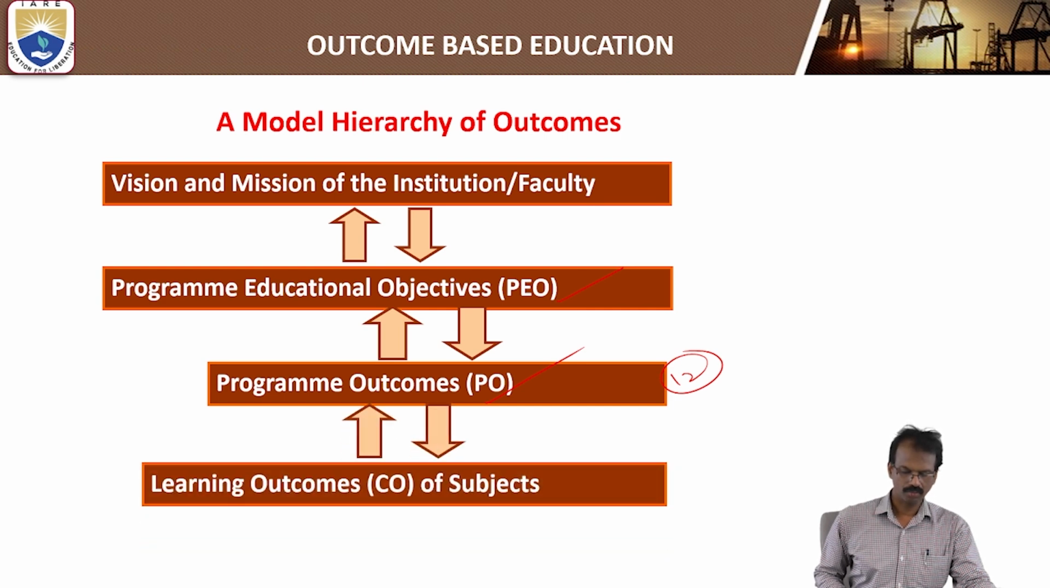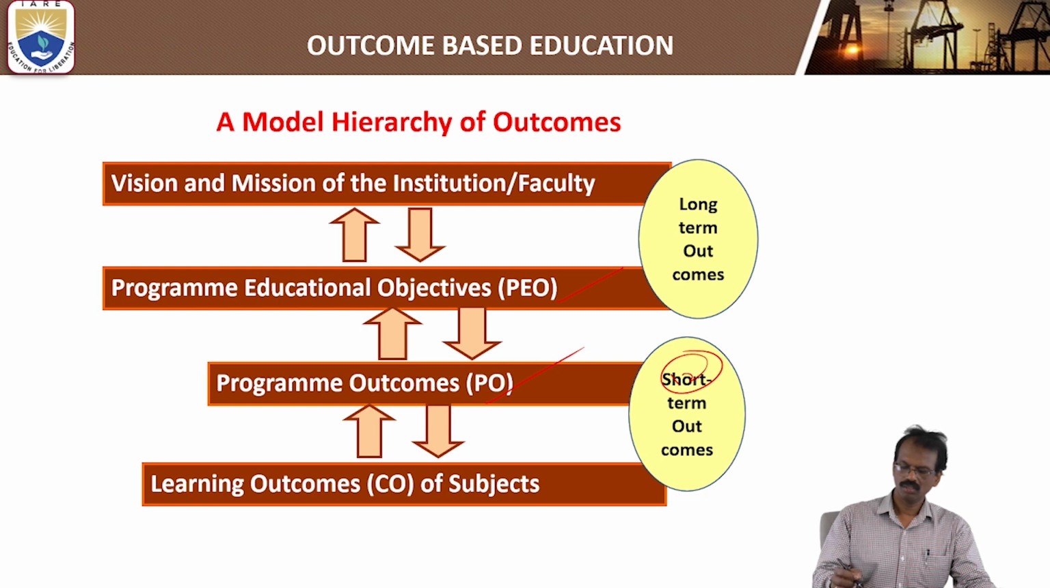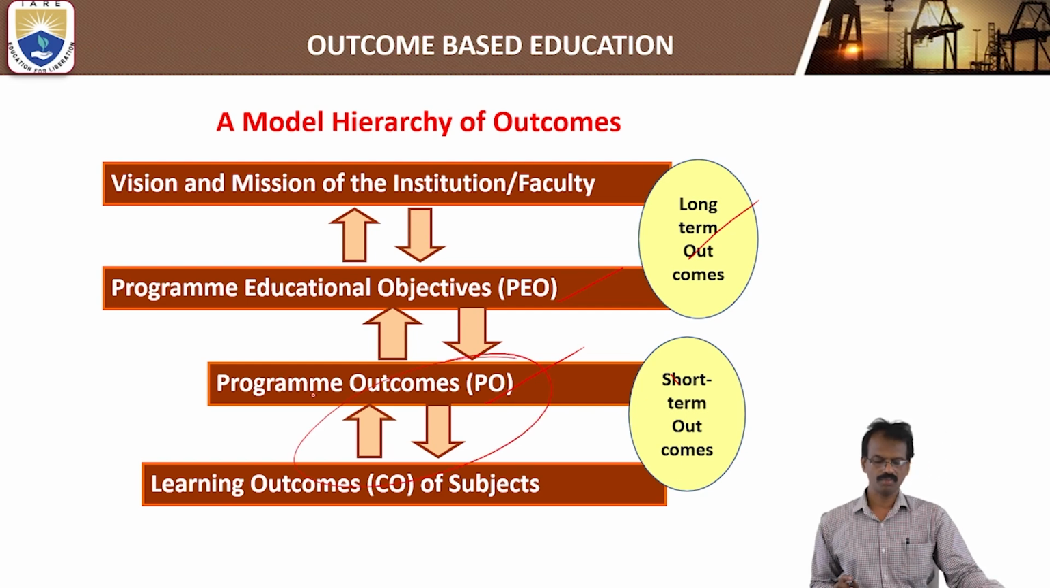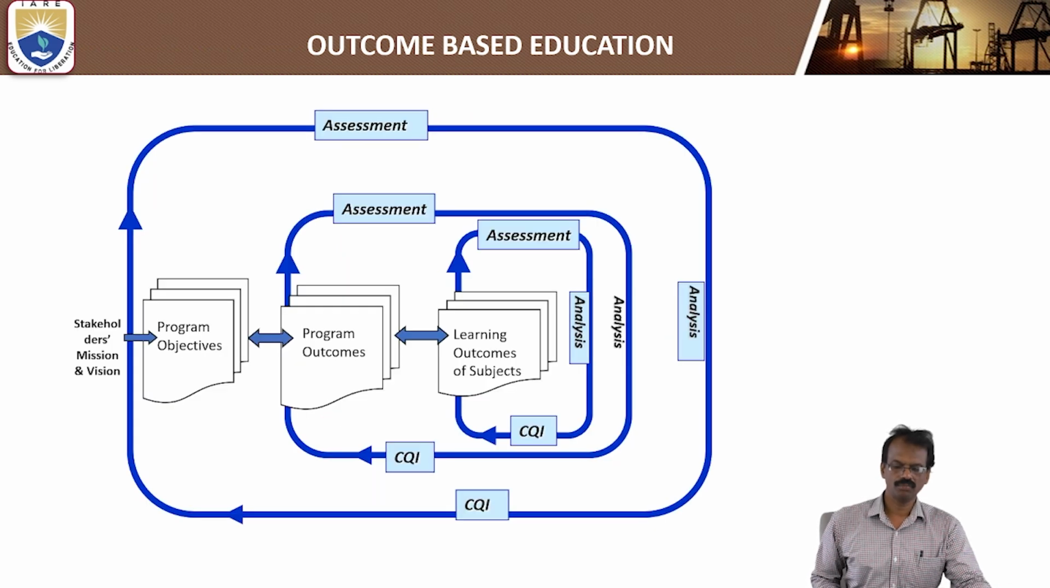Next, learning outcomes, which means course outcomes. Course outcomes are prepared by the experts of the subject. So long term outcomes are the vision and mission, and next the program educational objectives also. The short term outcomes after completion of that subject include the program outcomes and the learning outcomes. So this is the hierarchy of outcomes.